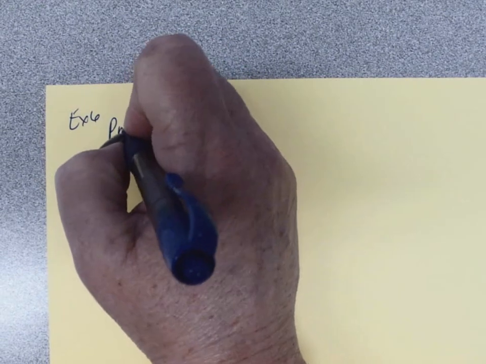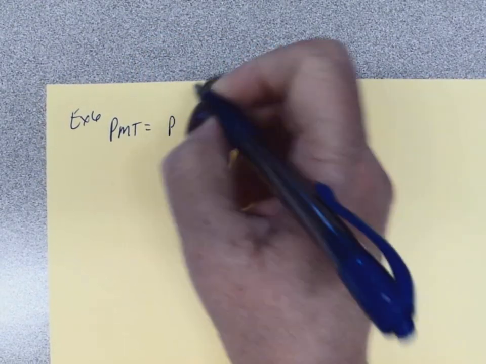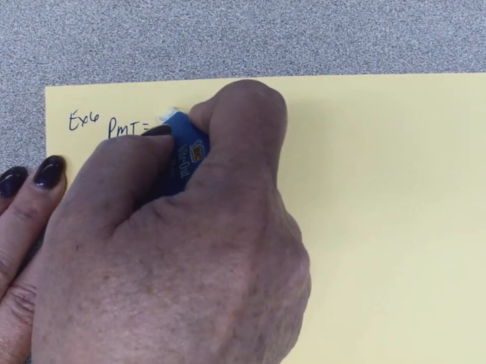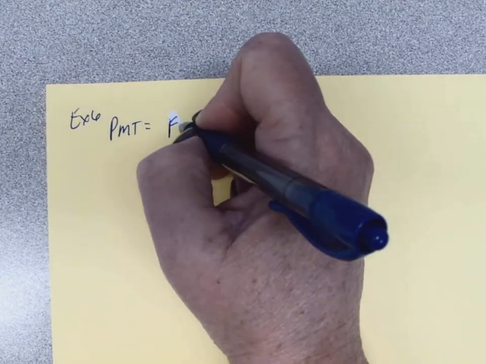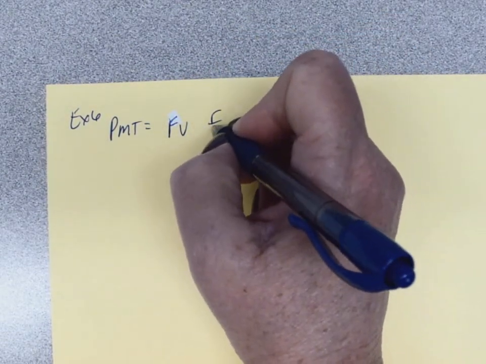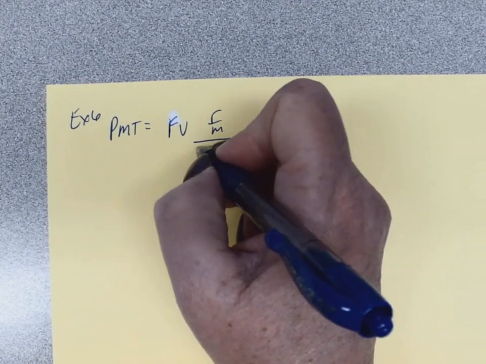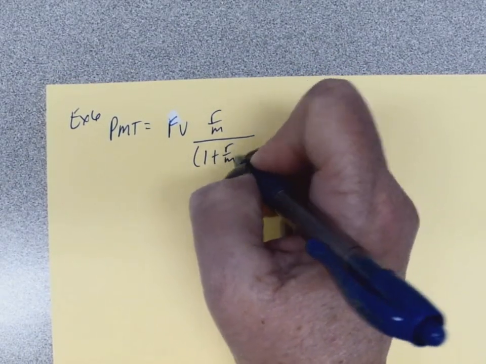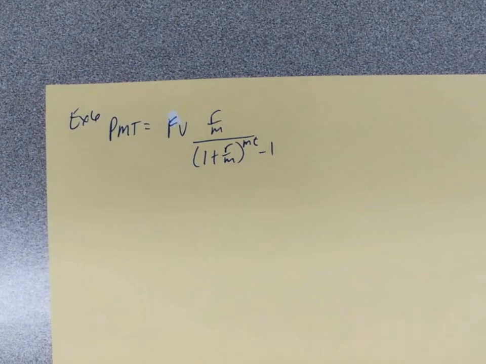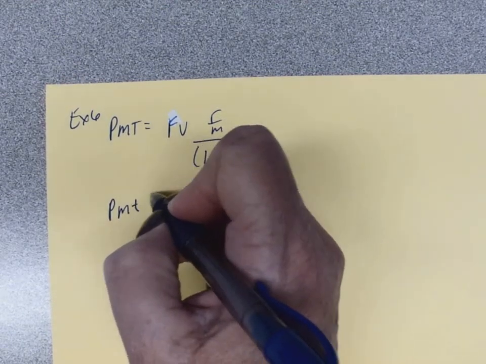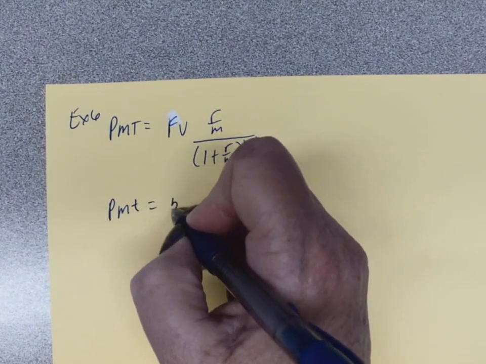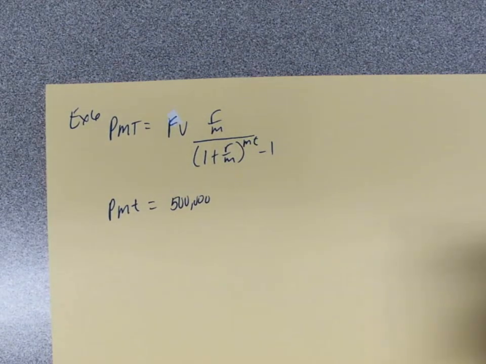So we're using the payment equals, not a P, but future value, times our R over M divided by 1 plus R over M raised to the MT minus 1. All right, so we got to make sure that we put in our values right. So our payment is going to be equal to our future value. We want $500,000 into the account.